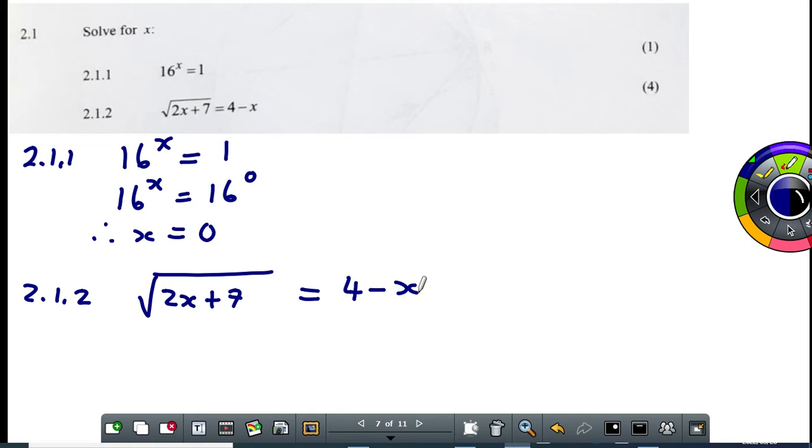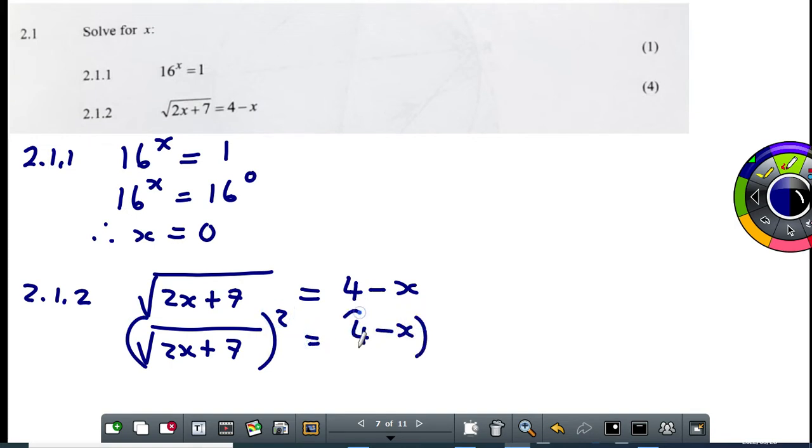Okay? Please be aware that the 4 minus x is one number. It's just that we don't know what x is. If we were to know the value of x and subtract that number from 4, we'll get one number on the right. So treat this as one number. Therefore, if I want to remove the square root sign, I have to write this as the square root of 2x plus 7 all squared. Then on the right hand side, it will be 4 minus x all squared. You don't square the 4 on its own and the x on its own. Please, I don't want to see that.